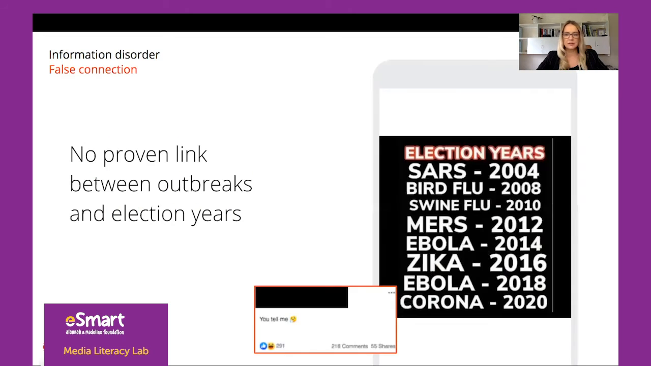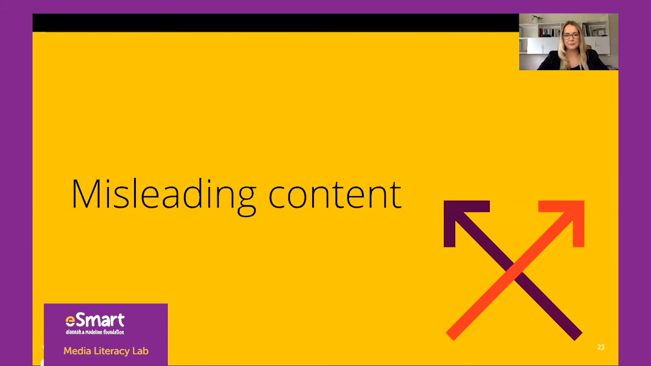Another example of false connection, we see a lot of posts and memes on Instagram that were attempting to link the dates of election dates with virus outbreaks throughout the world and throughout history, including Zika and coronavirus. But actually, if you look at some of those dates, things like the Zika virus was actually first discovered back in 1947, and the first notable outbreak was on the Pacific island of Yap in Micronesia in 2007. So they haven't even really got their dates correct there.